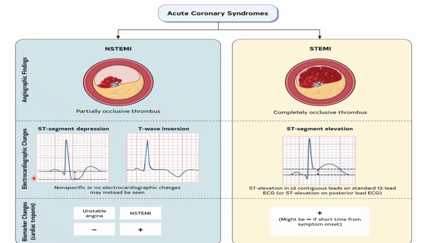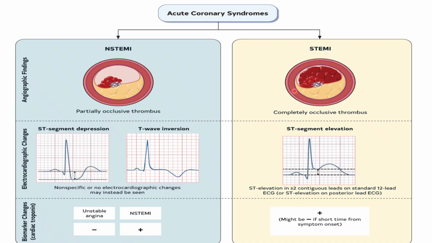When we talk about electrocardiographic changes, in non-ST elevation MI, you may notice ST depression as you can see here, or you may notice T-wave inversion. Okay, so basically what we're saying is on ECG there will be non-specific or no electrocardiographic changes. Then when we talk about biomarker changes, which is cardiac enzymes, in unstable angina, cardiac enzymes are going to be negative. In non-ST elevation MI, cardiac enzymes will be positive.